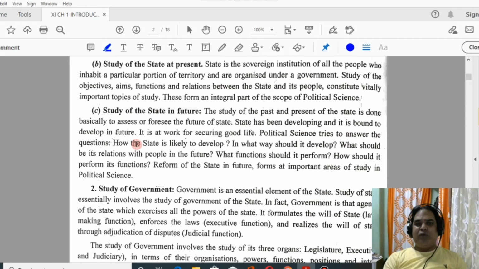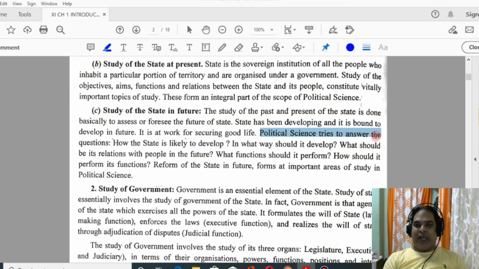Then let us now move on to the future. Study of state in future. The study of the past and the study of the present of the state is done basically to assess the forces of the future. When we study the present and the past, what do we foresee? We foresee the future of the state.